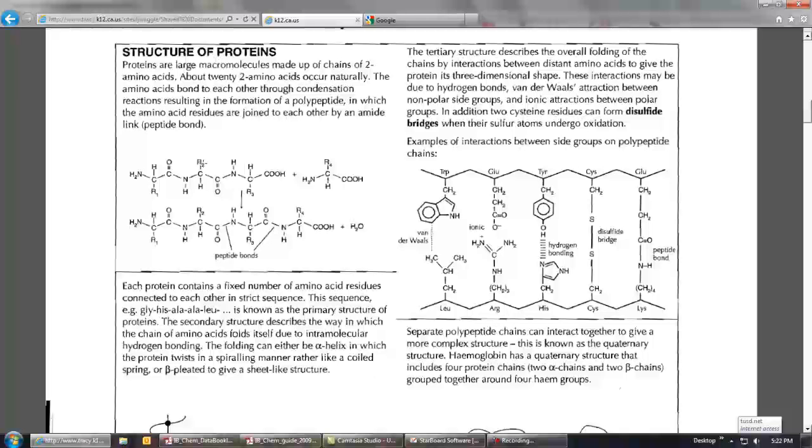These R groups and these other parts of the compound can interact. So these chemicals are sticking off in all different directions. They can attract each other. They can repel each other. That is the secondary structure.